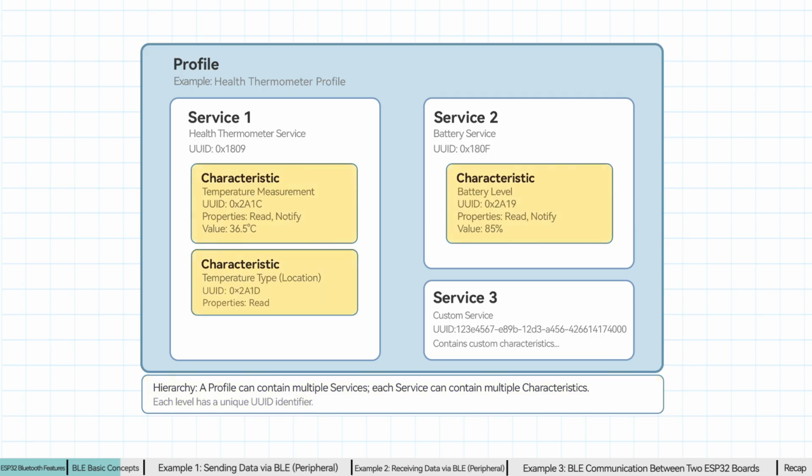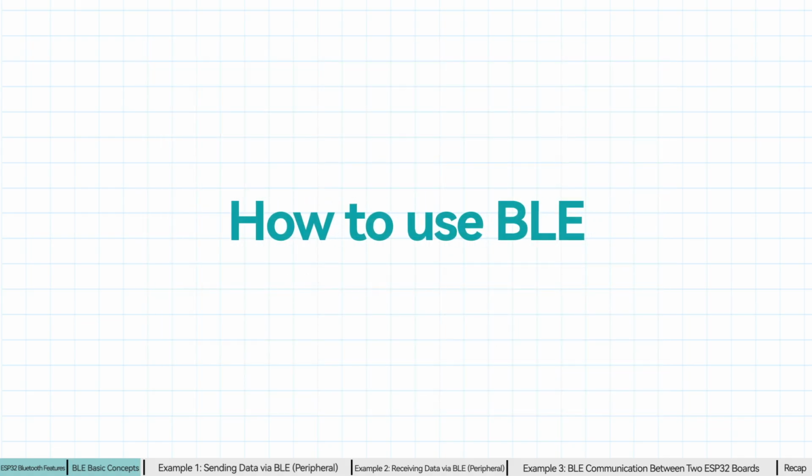A characteristic is the basic unit of data exchange. It contains a specific value, for example, the battery level percentage. Each characteristic has a set of properties that define the operation permissions, such as whether the value is readable, writable, or can actively notify the client when it changes. To be uniquely identified in the BLE network, each service and characteristic must be assigned a unique UUID. Now let's learn how to use BLE through practical examples.